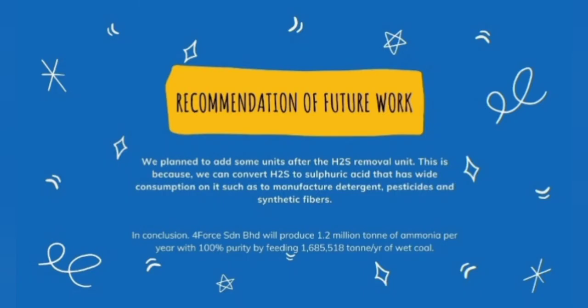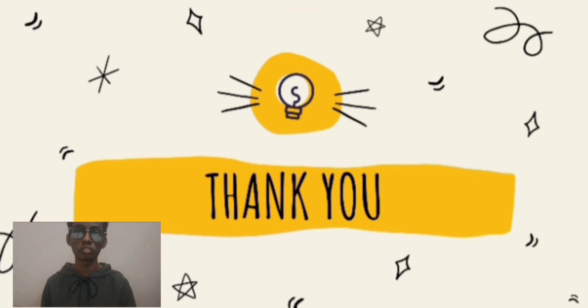For recommendation of future work, we plan to add some units after the H2S removal unit. This is because we can convert H2S to sulfuric acid that has wide consumption, as it is used to manufacture detergent, pesticide and synthetic fibers. In conclusion, Phosphorus company will produce 1.2 million tons of ammonia per year with 100% purity by feeding 1.7 million tons per year of wet coal. That's all from Group Phosphorus, and thank you for watching this video.